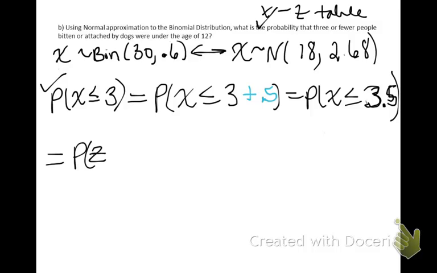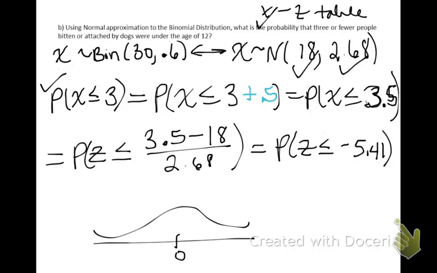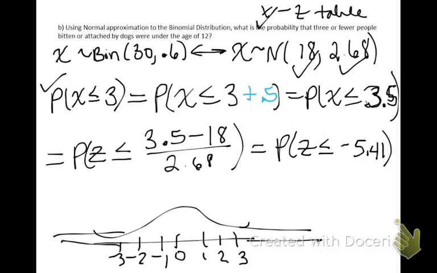We can switch from x to z now and say that it's less than or equal to an observation of 3.5 minus a mean of 18, which came from here, divided by a standard deviation of 2.68. This gives back a z-score of negative 5.41. If you think of the normal curve, remember it's centered at 0 with standard deviation of size 1. And we said that anything beyond 3 and negative 3 would be considered an outlier. Negative 5.41 would fall right here, and the probability of being this number or smaller is practically 0.